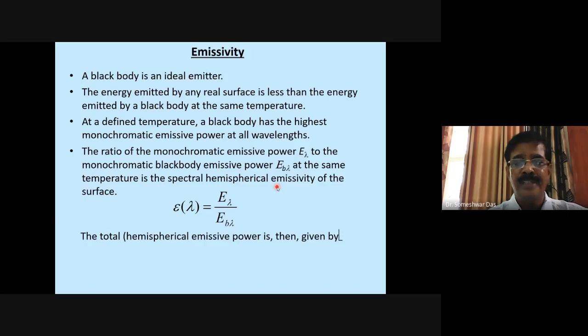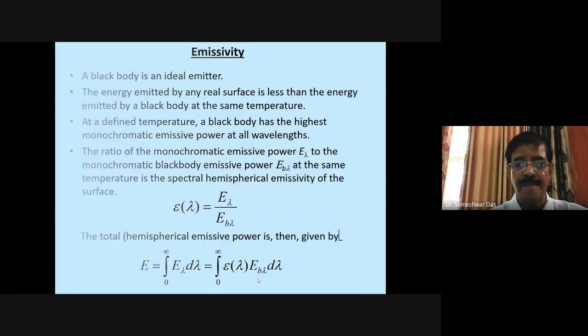The total hemispheric emissive power is then given by E equal to, again integrating over all wavelengths from 0 to infinity, E lambda d lambda, which is equal to the integral from 0 to infinity of epsilon lambda EB lambda d lambda. So this is the total hemispheric emissive power.